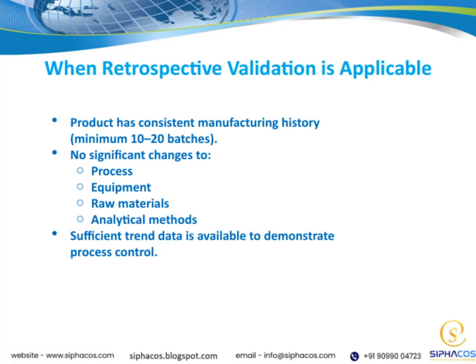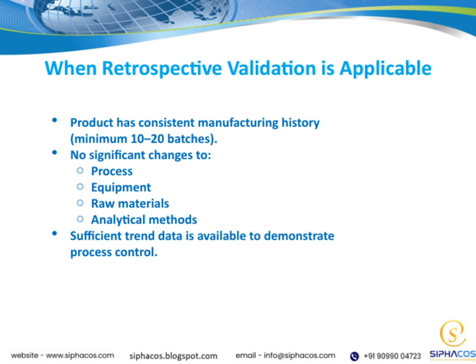Let's take a closer look at the manufacturing history of this product. It has a consistent record, with at least 10 to 20 batches produced over time. This steady production history is crucial because it shows the process has been stable and predictable. Now, when we talk about changes, it's important to note that there haven't been significant modifications to the process, equipment, raw materials, or analytical methods. This stability is key for validation purposes. Having sufficient trend data allows us to demonstrate that the process remains under control over time. This trend data helps us confirm that quality is maintained consistently.